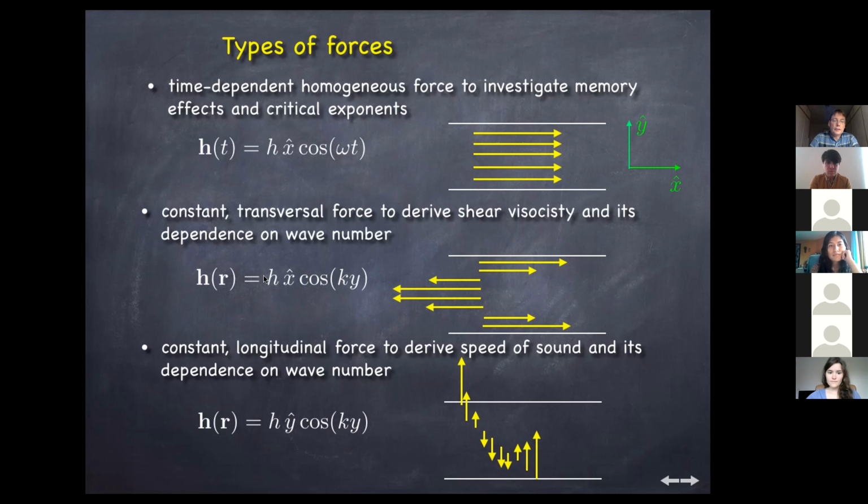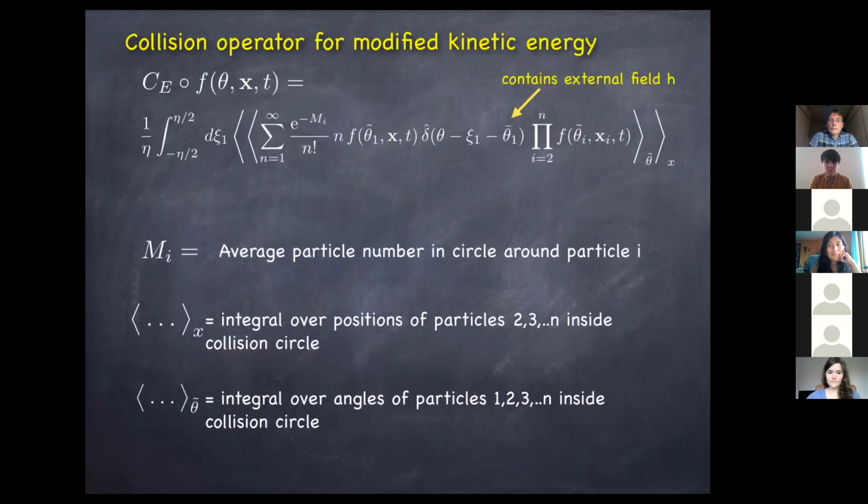And then we investigated a cosine modulation of this field as a function of height. And then we found the shear viscosity and how it depends on wave number. And then we also looked at a longitudinal force. So where the force points in the y direction, but it also changes its strength in the same direction. So that's a longitudinal perturbation, and there we were able to derive the speed of sound and how the speed of sound depends on the wave number of the perturbation. Okay, my time is almost up.